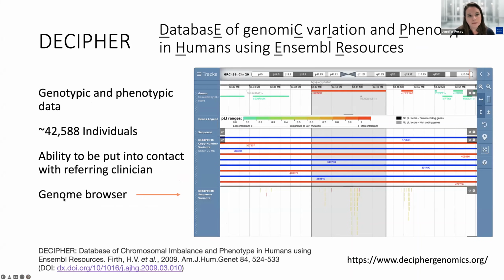DECIPHER is the database of genomic variation and phenotype in humans using Ensembl resources. This is another database of genotypic and phenotypic data, 42,000 individuals. This includes the ability to be put into contact with the referring clinician, and also a link to their genome browser through which you can identify and visualize variants.